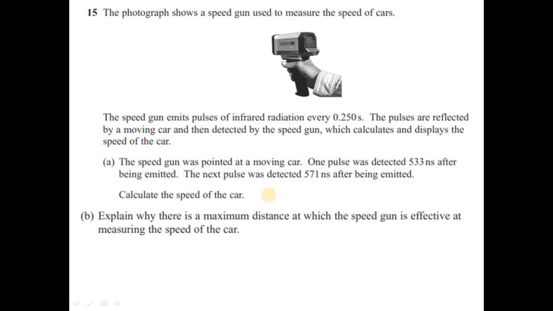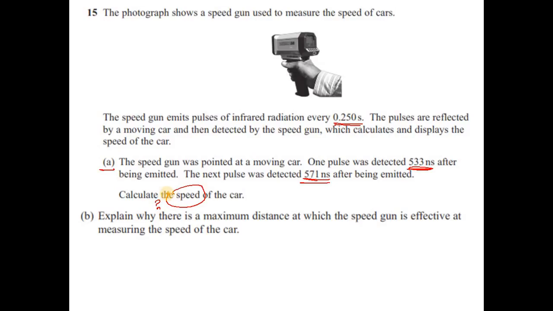Question 15. The photograph shows a speed gun used to measure the speed of a car. The speed gun emits pulses of infrared radiation every 2.25 seconds. The pulses are reflected by a moving car and then detected by the speed gun, which calculates and displays the speed of the car. Part A. The speed gun was pointed at a moving car. One pulse was detected 533 nanoseconds after being emitted, and the next pulse was detected 571 nanoseconds after being emitted. Now calculate the speed of the car. Fine, you need to find the speed of the car.